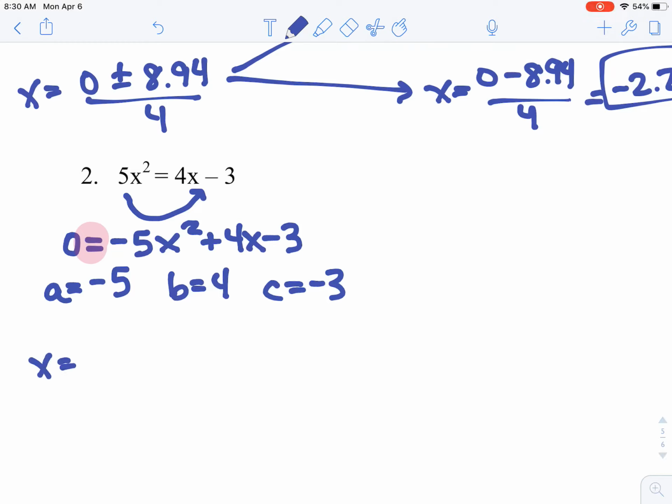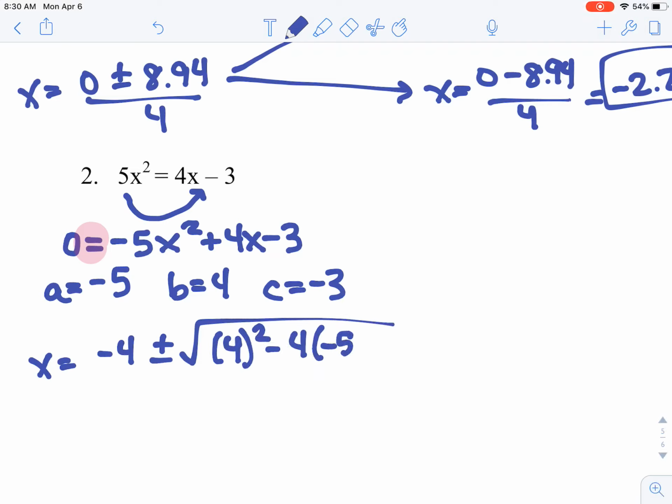Then we're going to set up our quadratic formula. So negative 4 plus or minus square root b squared minus 4 times a times c all over 2 times a.